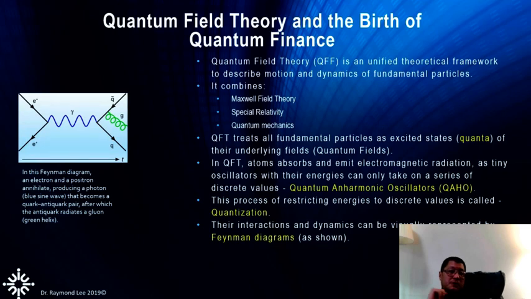So this is a basic Feynman diagram of an electron and a positron. Okay, and when they come together, they will release pure energy. And we call this annihilation. A very important concept. Okay, just like cell destruction, and it releases energies.